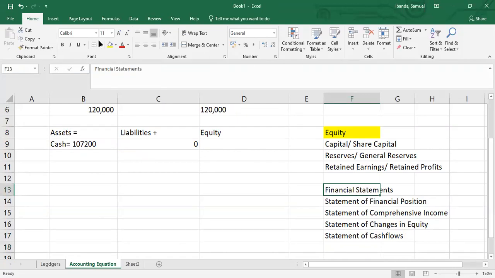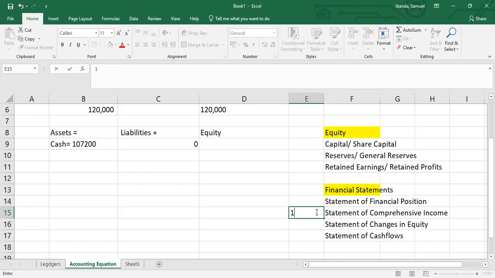Now, what do I want to stress here? These statements have a relationship in them. And there is also an order in which statement has to be drawn first before the other. You get it? Now, when you're drawing up the financial statements, the first financial statement that we draw up is this, the statement of comprehensive income.